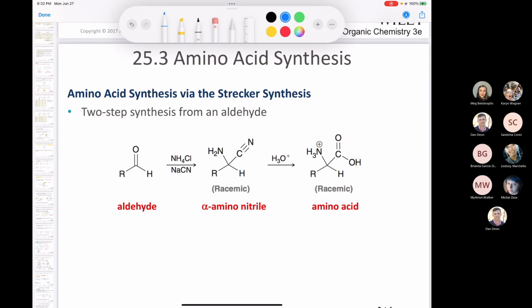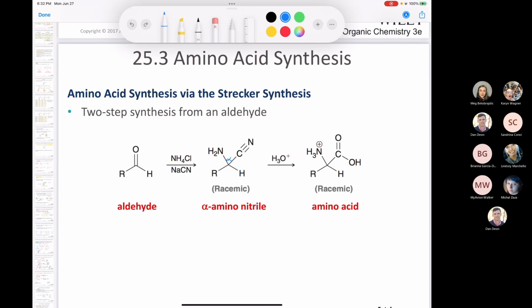The first thing you do is you take an aldehyde, you treat it with ammonium chloride and sodium cyanide. You mix them together and you end up with what's called an alpha amino nitrile. This is your nitrile. This carbon is alpha to the nitrile and it's got an amino on it. So alpha amino nitrile. And then you hydrolyze the nitrile to a carboxyl group using acid, which is something that we saw way back in the carboxylic acids chapter.